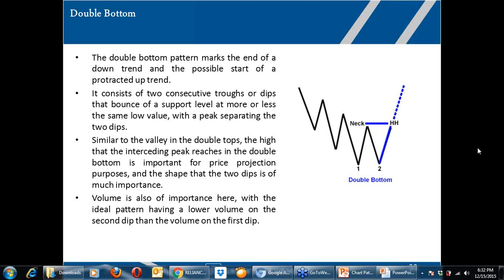Any questions so far? Here again, the volumes are significant. If the volume on the second trough is lower than the first one, it's preferable, but it's not mandatory. Let's go on to some examples now.